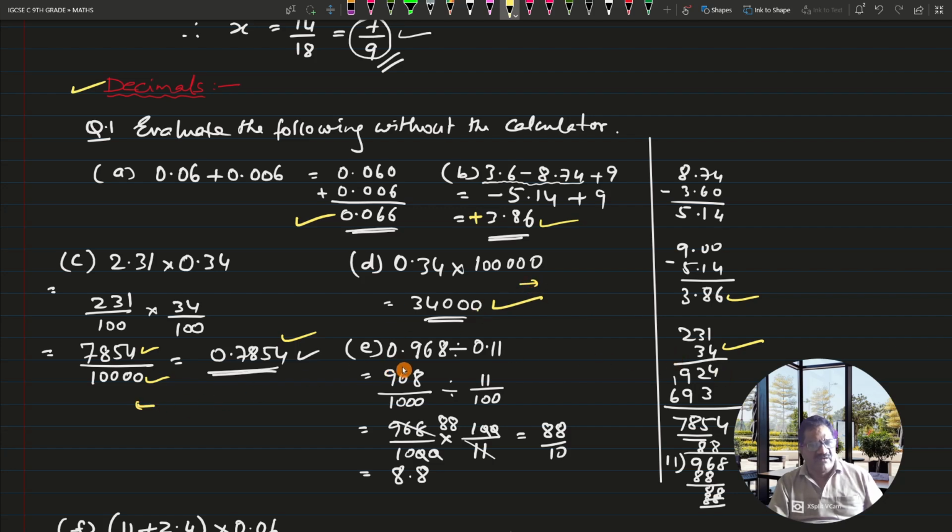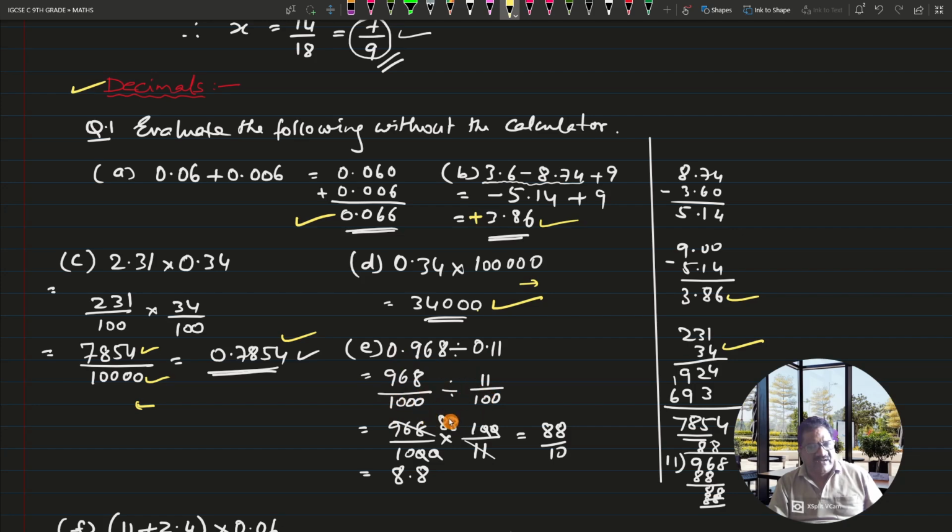Now, the E part of this question is 0.968 divided by 0.11. So again, what I'll do is I'll convert these two decimal numbers into fraction form. So 0.968 can be written as 968 upon 1000, and 0.11 can be written as 11 upon 100. Now, these two fractions you have to divide.